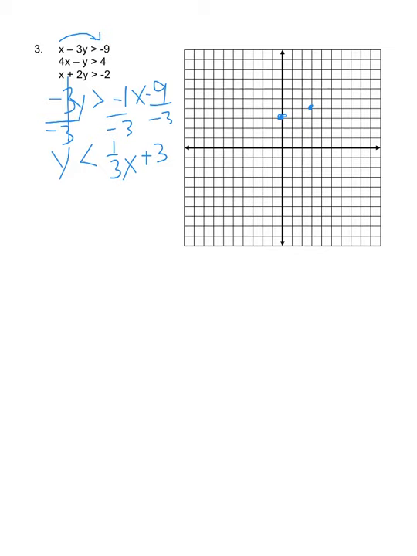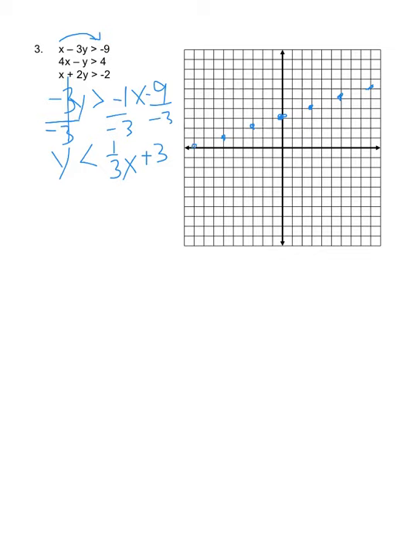Rise 1, run 3. Rise 1, run 3. Same thing in the other direction: go down 1 to the left 3, because our line goes both directions. Down 1 to the left 3.